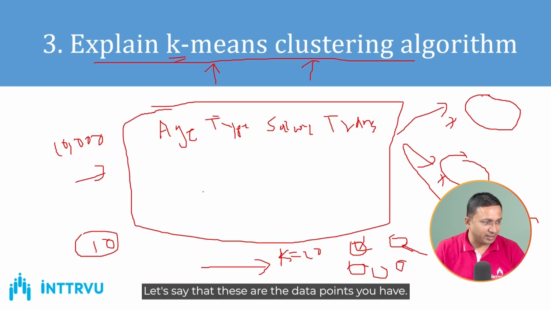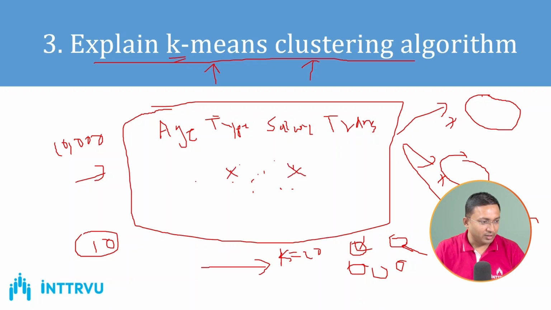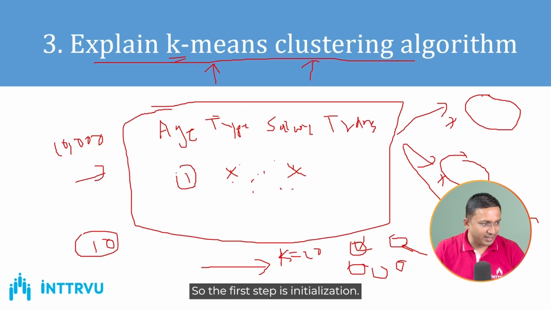Let's say that these are the data points you have. So initial centroids would be selected randomly. Let's say we are creating 2 clusters out of this data. So let's say this is our first centroid. This is the second centroid. So the first step is initialization. The second step is basically assignment.